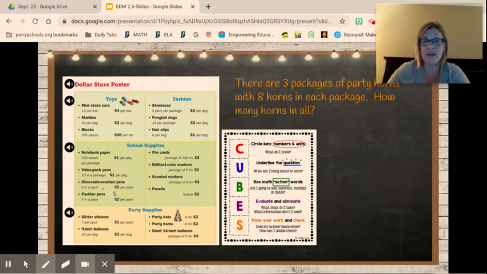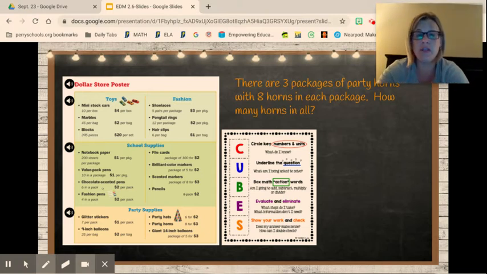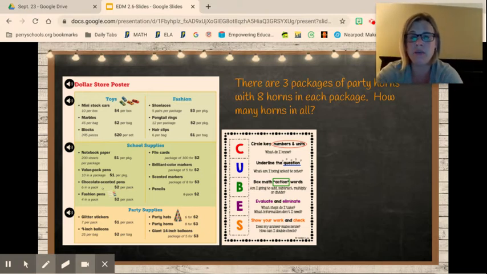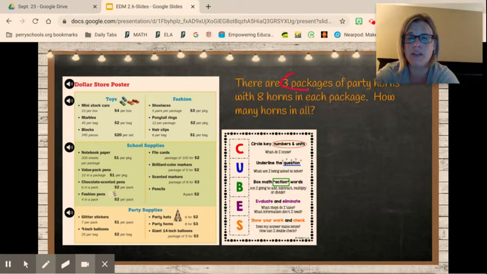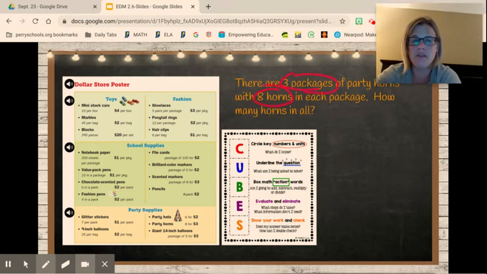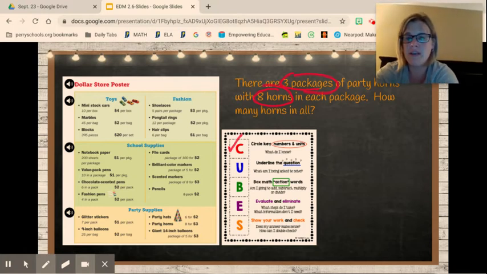It says there are 3 packages of party horns with 8 horns in each package. How many horns do I have in all? So I'm going to circle my key numbers. I see 3 packages and I see 8 horns. So I've circled my C, underline my question. How many horns do I have in all?